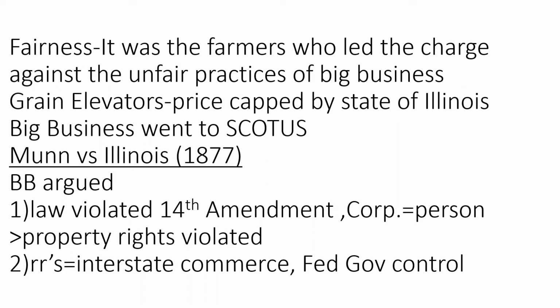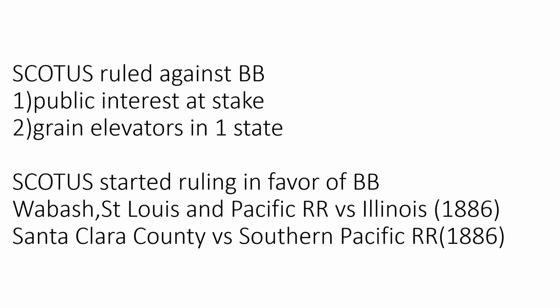Big business sued, and the case went to the Supreme Court of the United States in Munn versus Illinois in 1877. The grain operators argued that because corporations were considered a person, their rights were being violated as protected in the 14th Amendment. Also, only the federal government could regulate interstate commerce, so the law was illegal. However, the Supreme Court ruled against big business and the grain elevators in favor of the farmers, saying that because the public interest was at stake, the state could regulate private property. And that secondly, because the elevators were in one state, it was not interstate commerce.